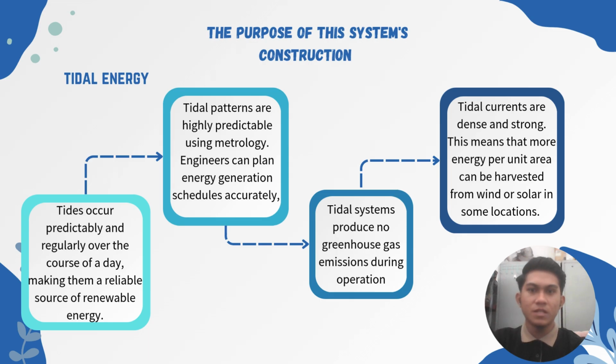Here are the four purposes of tidal energy construction. First, tides occur predictably and regularly over the course of a day, making them a reliable source of renewable energy. Second, tidal patterns are highly predictable using meteorology. Engineers can plan energy generation schedules accurately. Third, tidal systems produce no greenhouse gas emissions during operation. Lastly, tidal currents are dense and strong. This means more energy per unit area can be harvested than from wind or solar in some locations.